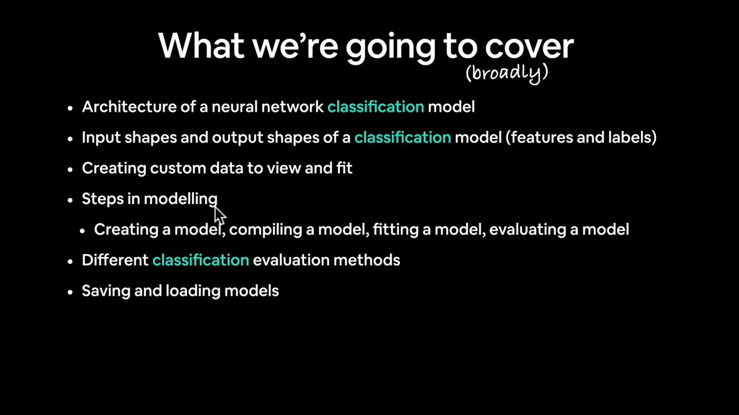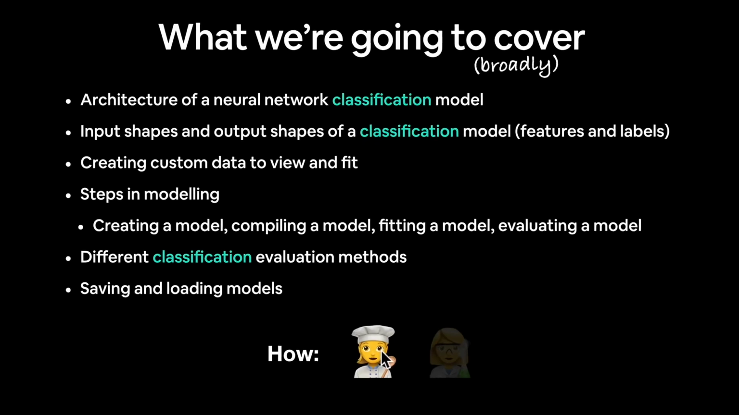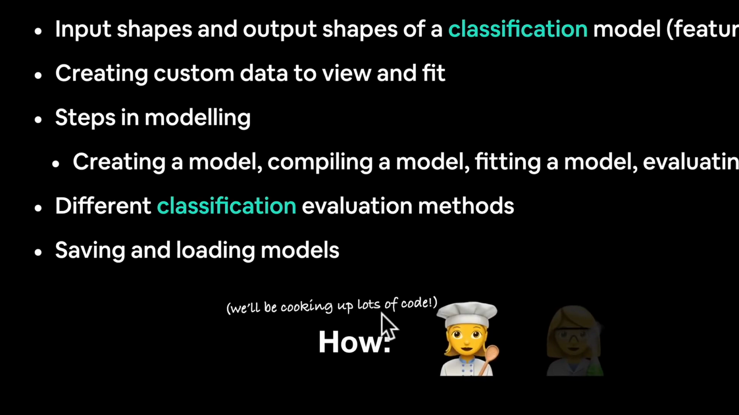We're going to go through the steps in modeling, such as creating a model, compiling a model, fitting a model, and evaluating a model. We're going to see what different classification evaluation methods we have. And then finally, once we've trained some models, we're going to look at how we can save them and load them. And how are we going to do that? Well, we've seen this before, but we'll see it again. We're going to be cooks, not chemists. Cooks are very experimental. They try a whole bunch of different things, and they might measure something a little bit, but if a recipe isn't going exactly how they want it, they're going to improvise. So that's what we're going to be doing. We're going to be cooking up lots of code.